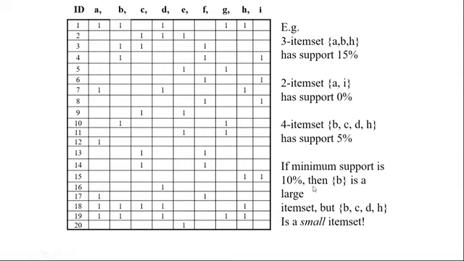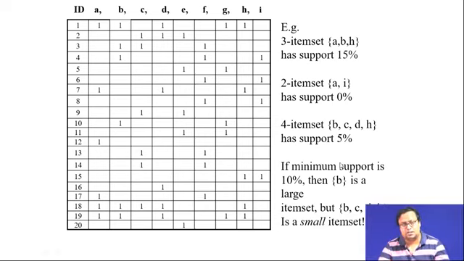So, now if I take the cutoff as 10%, then this guy will be a large item set. So, if the minimum support is 10%, then B is a large item set. You see that, but B, C, D, H is a small item set, because this is occurring only 5%. But B is occurring 1, 2, 3, 4, 5, 6, it is a one-item set which is occurring 6 times out of 20, that means 30%. So, it is a large item set. So, minimum support is 10%.